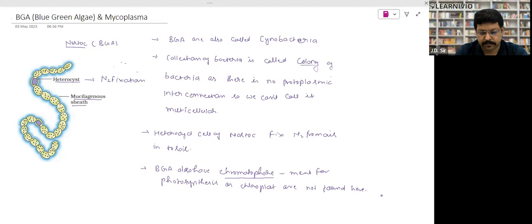So what's the third point? Third point: the heterocyst cell of nostoc fixes the nitrogen from air to soil.